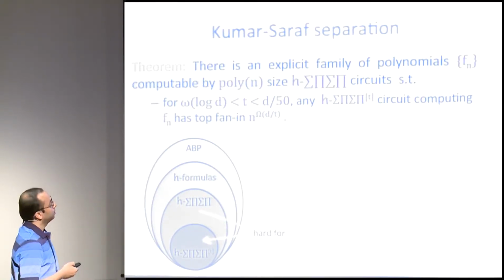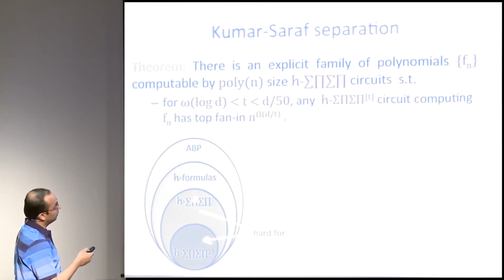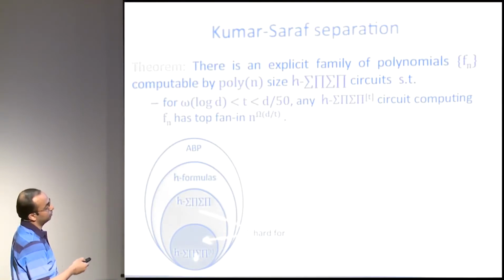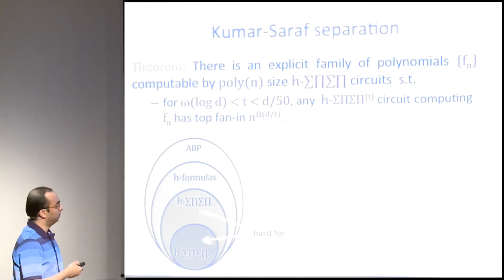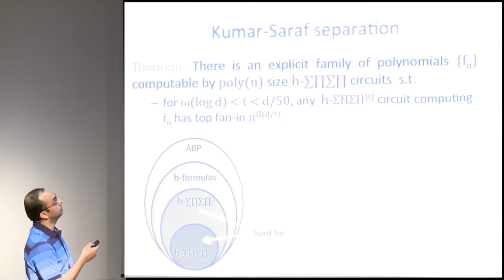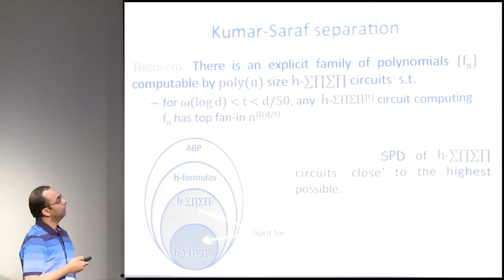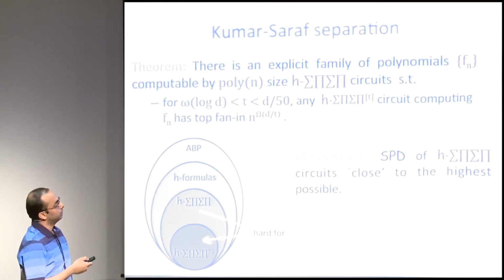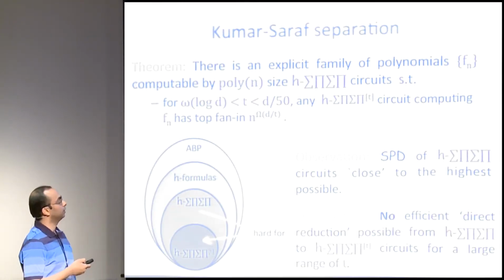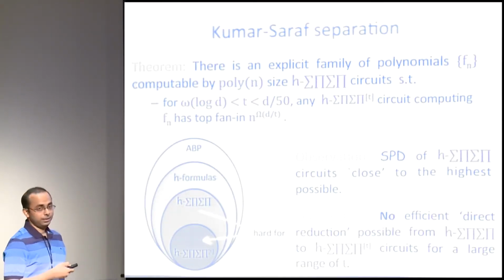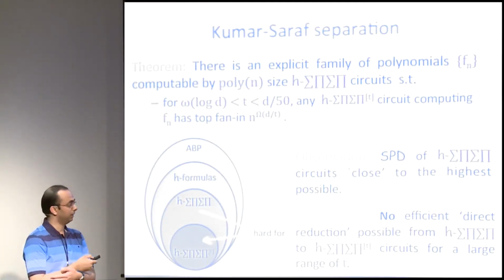Yeah. So pictorially, it's this: a clear separation between homogeneous depth 4 formulas and homogeneous depth 4 formulas with bounded bottom fan-in for a large range of t, as you can see. Right, so this I already mentioned, that shifted partial of this polynomial is close to the optimum possible. At the same time, it tells you something.